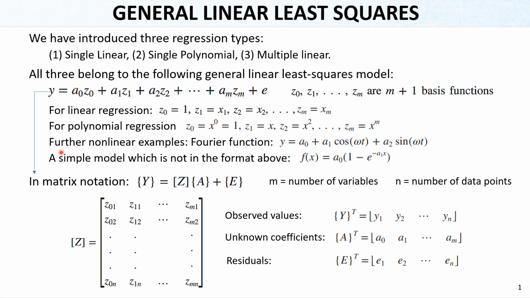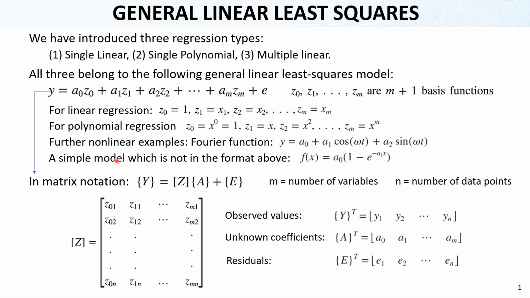And of course, we can have further nonlinear examples. We can simply change these z basis functions with different terms from these functions, for example cosine and sine functions. Then we can have a Fourier function. So you can fit this as well by using these only over here.